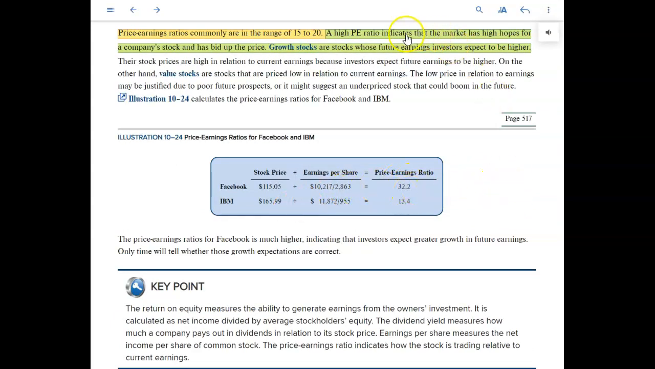Now the PE ratio up here indicates that the market has high hopes for the company's stock and has bid up the price. So these are growth stocks. People think the value is going to get even more and more in future years. So the higher the PE ratio, the more confidence investors have in that company that it's going to do a lot better in the future.